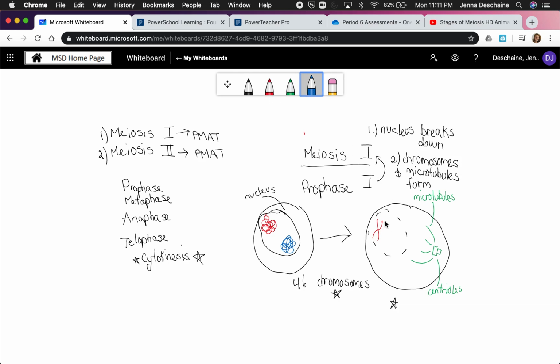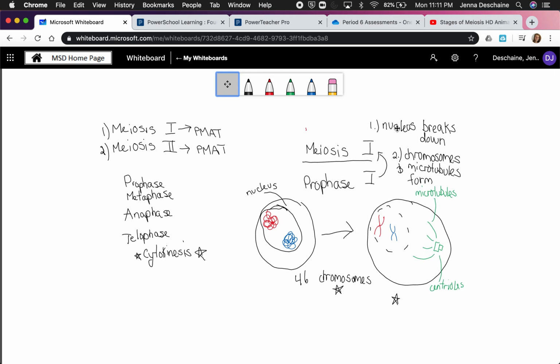Meiosis 1, or prophase 1, okay? So there's three very important things that happen during prophase 1.